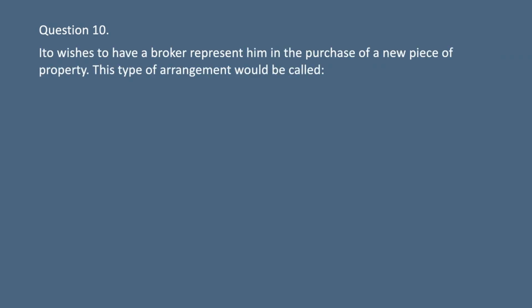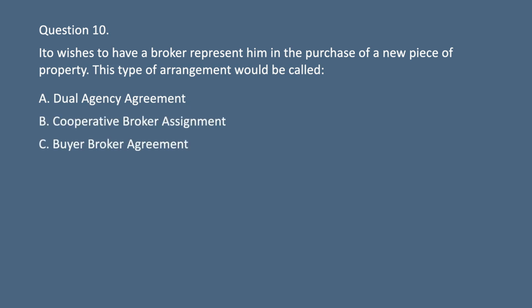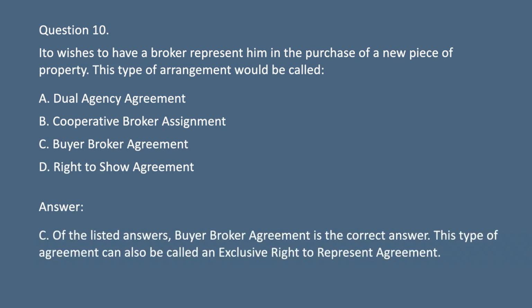Question 10. Ito wishes to have a broker represent him in the purchase of a new piece of property. This type of arrangement would be called A. Dual agency agreement. B. Cooperative broker assignment. C. Buyer-broker agreement. D. Right to show agreement. Answer. C. Of the listed answers, buyer-broker agreement is the correct answer. This type of agreement can also be called an exclusive right to represent agreement.